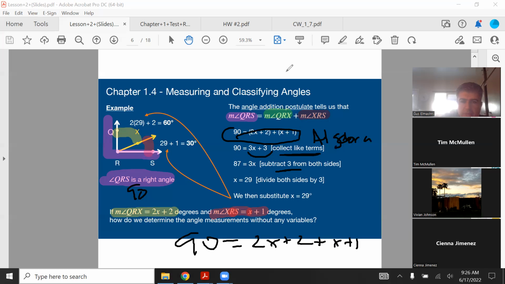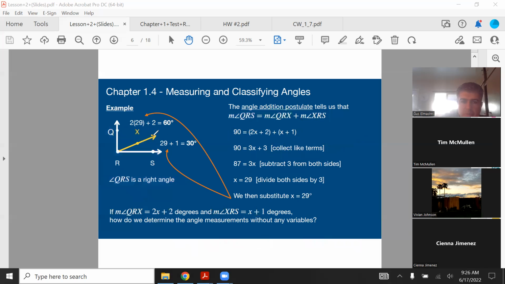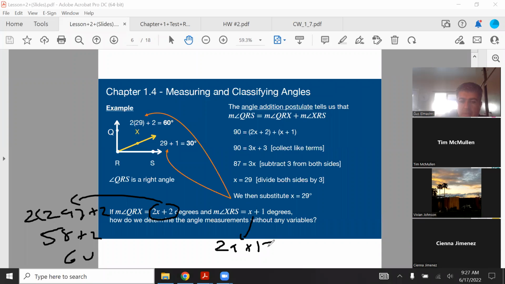But if you actually want to find out what QRX is exactly, you do 2 times 29 plus 2, which is 58 plus 2, or 60 degrees. If you want to know what XRS is exactly, well, then just do 29 plus 1, 30 degrees. And what's 60 plus 30? 90. There you go.